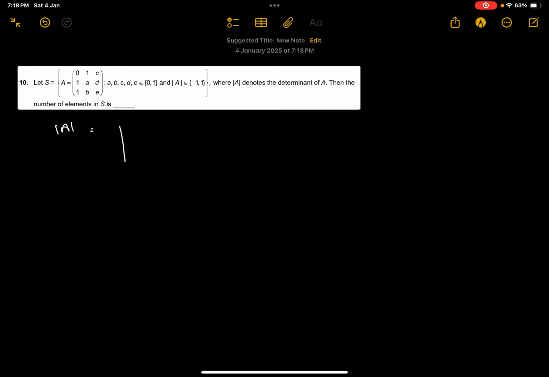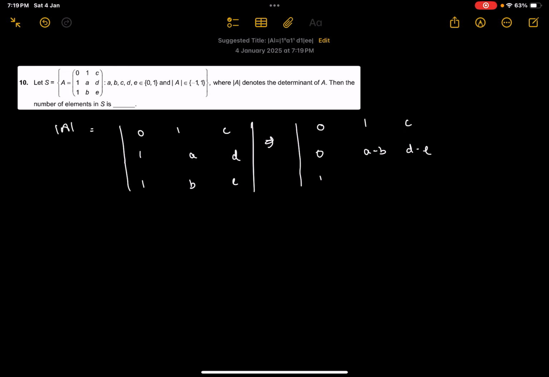We are given that A is 0, 1, C, 1, A, D, 1, B, E. Subtracting the third row from the second row won't change the determinant. So we get 1 minus 1 is 0, A minus B, D minus E, 1, B, E. Expanding the determinant along this column, the 0 won't contribute. So 1 into this minus this into this. So that is D minus E minus C into A minus B.